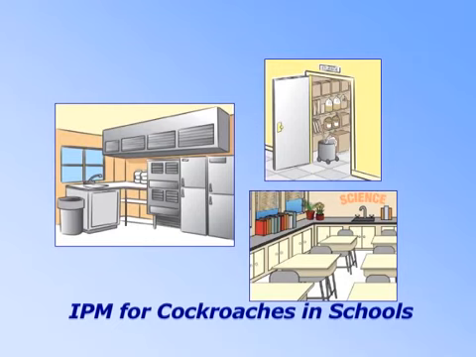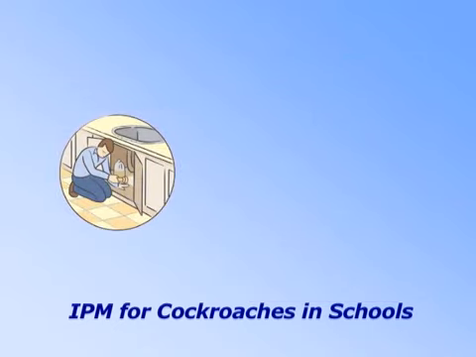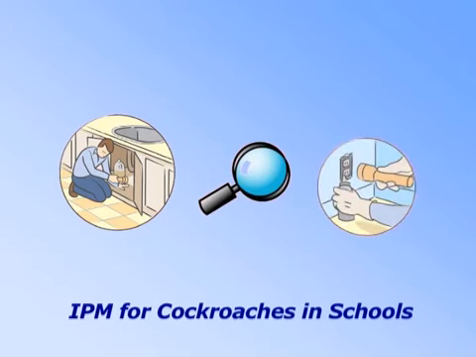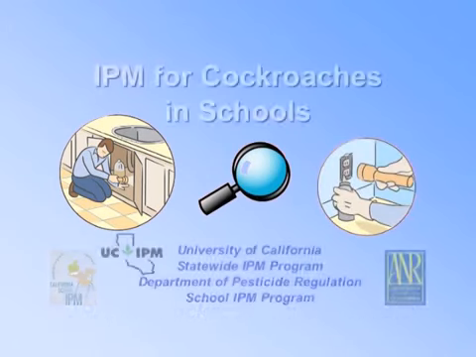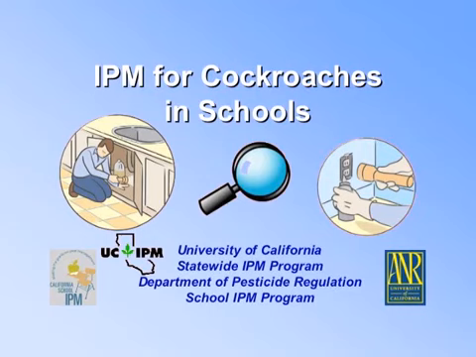Although removing food and water and sealing up roach pathways to buildings are critical elements in a management program, even the cleanest schools may become infested. The key to management is quick detection, accurate identification, and appropriate follow-up. A good cockroach management plan takes patience, and it takes all staff and students working together to help prevent them and keep them under control.